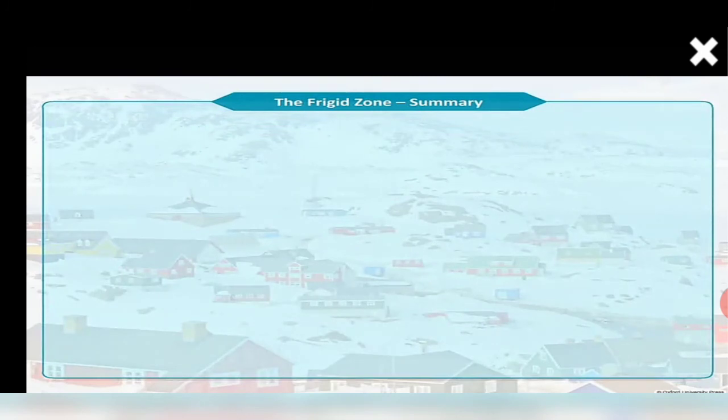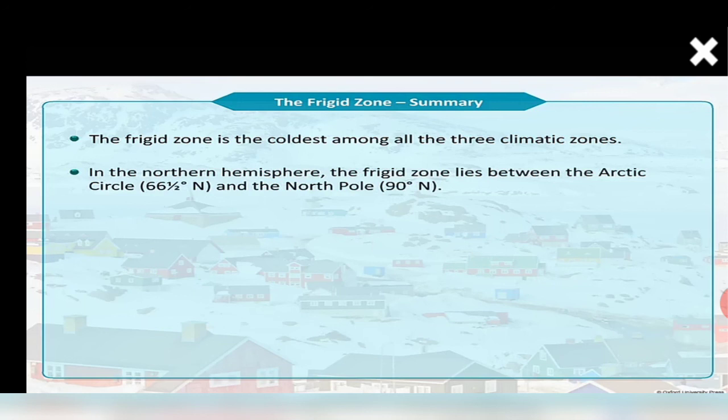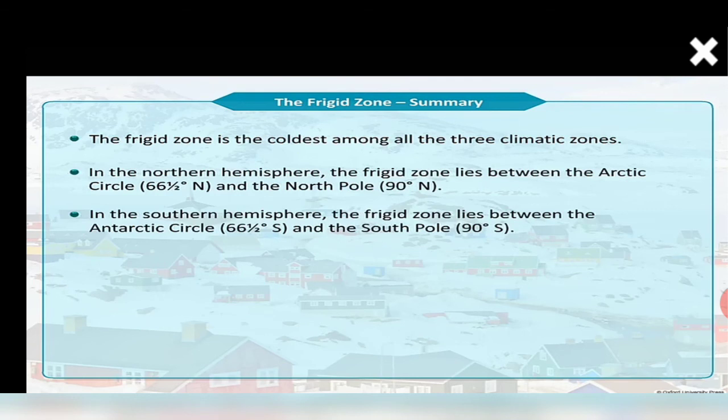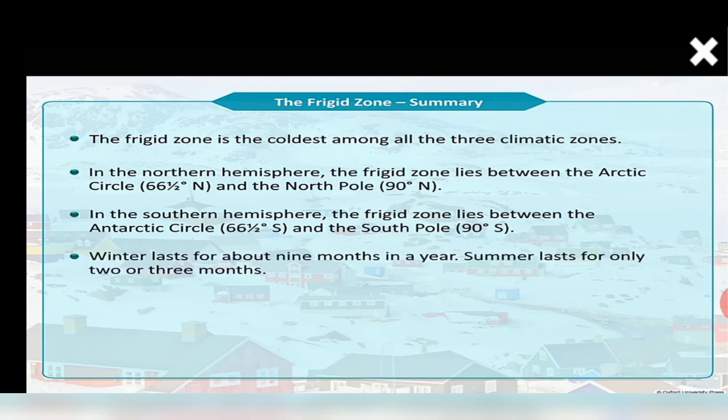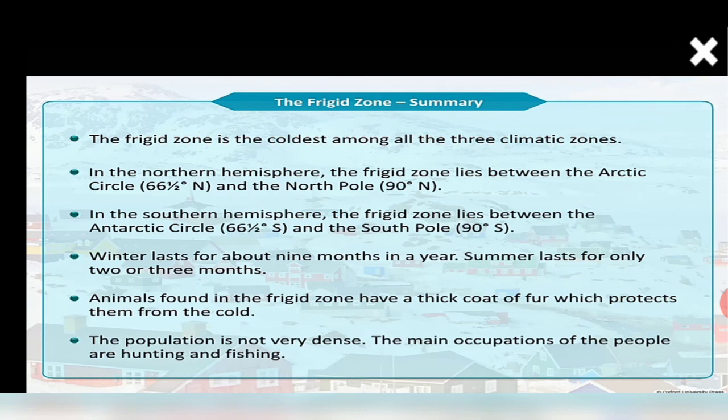Let us recall what we just learned. The frigid zone is the coldest among all the three climatic zones. In the northern hemisphere, the frigid zone lies between the Arctic Circle and the North Pole. In the southern hemisphere, the frigid zone lies between the Antarctic Circle and the South Pole. Winter lasts for about 9 months in a year. Summer lasts for only 2 or 3 months. Animals found in the frigid zone have a thick coat of fur, which protects them from the cold. The population is not very dense. The main occupations of the people are hunting and fishing.